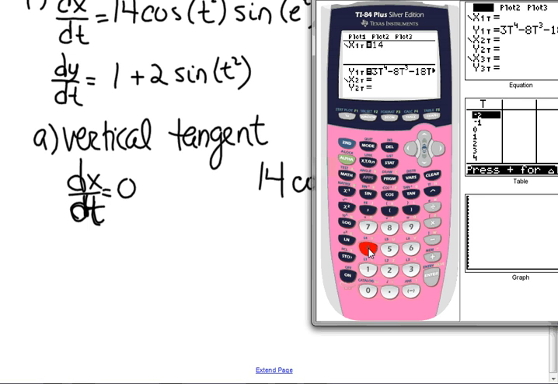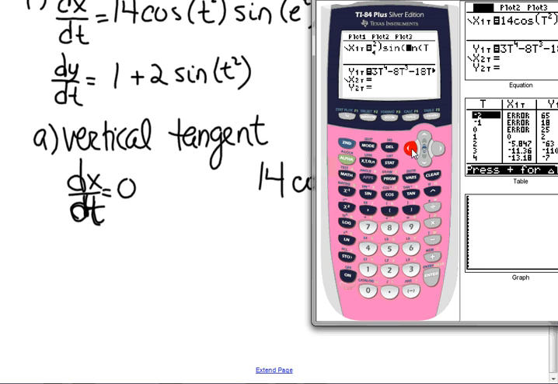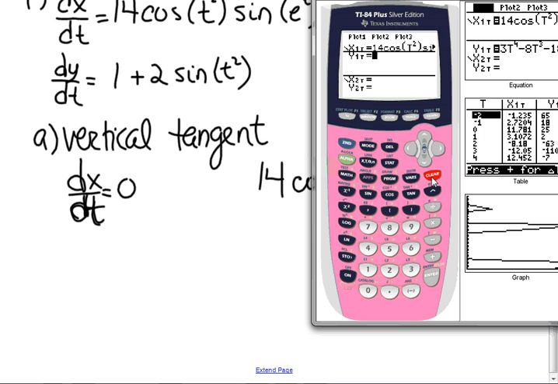Now be careful that you type this in correctly, because it's so easy to type it in wrong. And it's sine of e to the t. By the way, once they reference the function, they call it dy/dt or dx/dt. You don't have to write that whole function down. You can just say dy/dt is 0. Okay, and the y value, I'm going to clear that out.